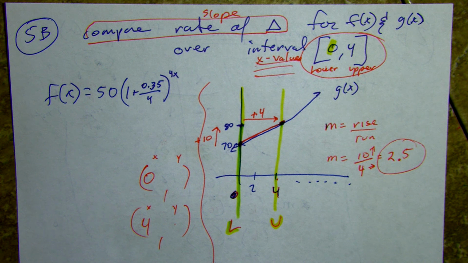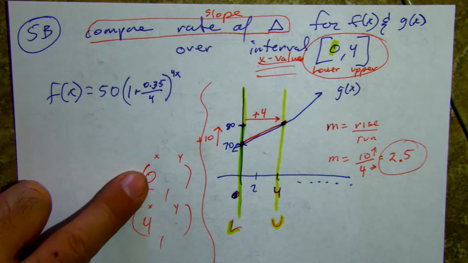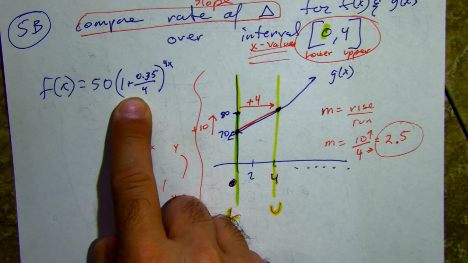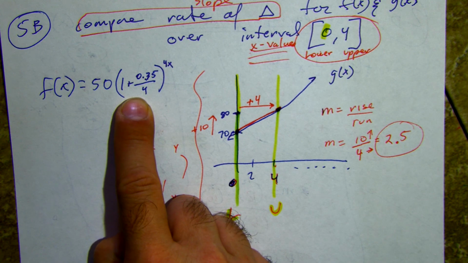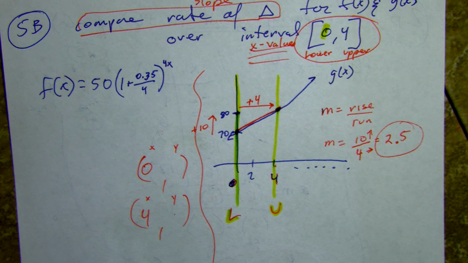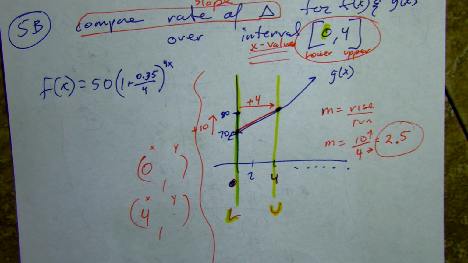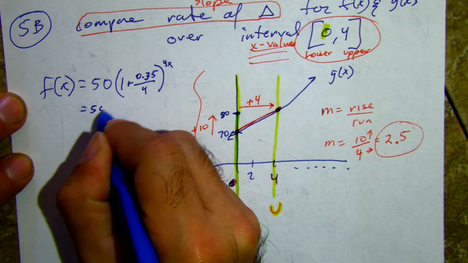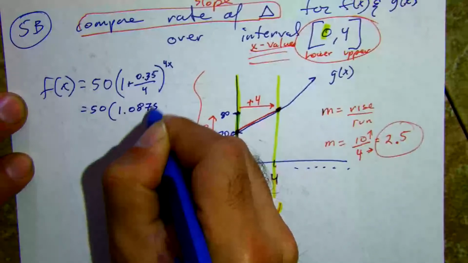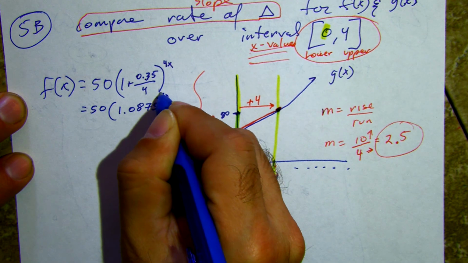So this looks like it's going to be a lot of work, but actually plugging in 0 to this exponent is not going to be bad. What I'm going to do is first simplify what's in that parenthesis. So I'm going to do 0.35 divided by 4 and add 1 to it. And now I can rewrite this a little bit easier. 50 times 1.0875 to the 4x.